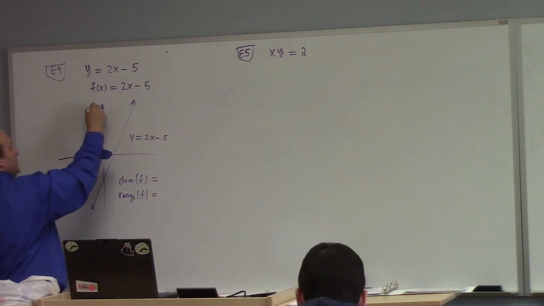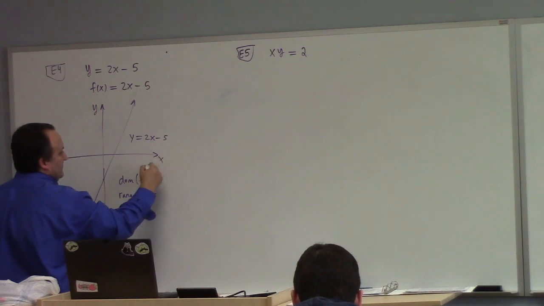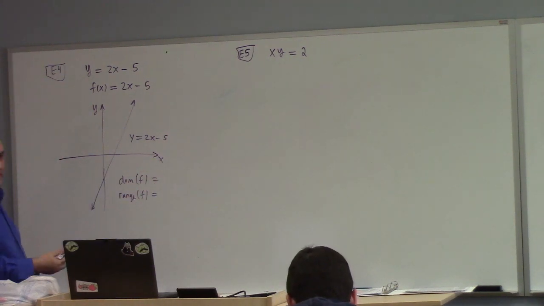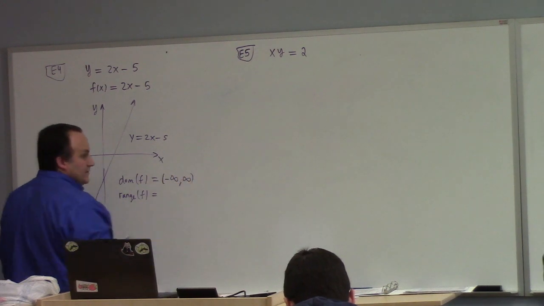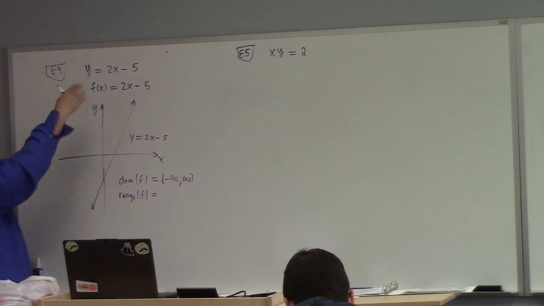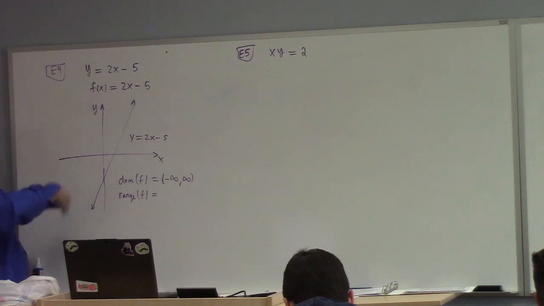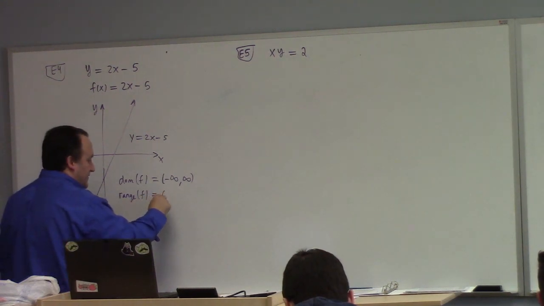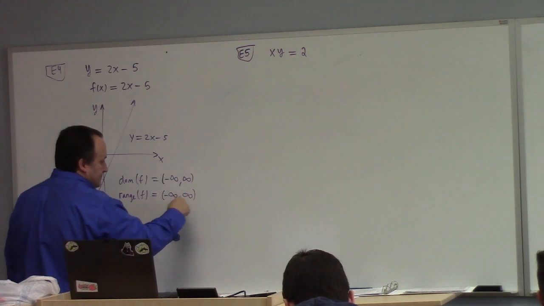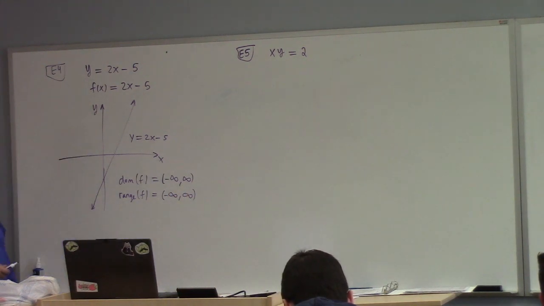So what x values are you allowed here? Well, anything, right? So the domain is all real numbers. What y values are reached here? Well, it keeps going both ways, right? Every y value is attained up and down. So the range is also all real numbers. That's it.